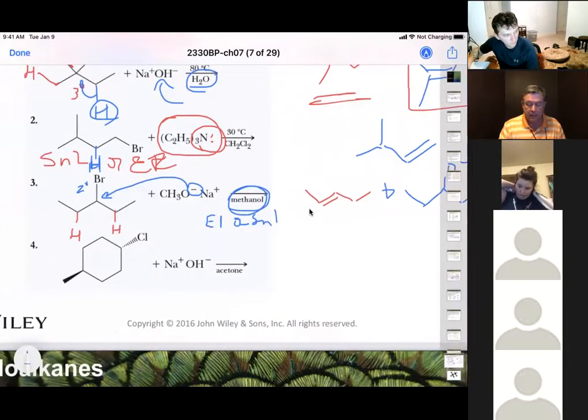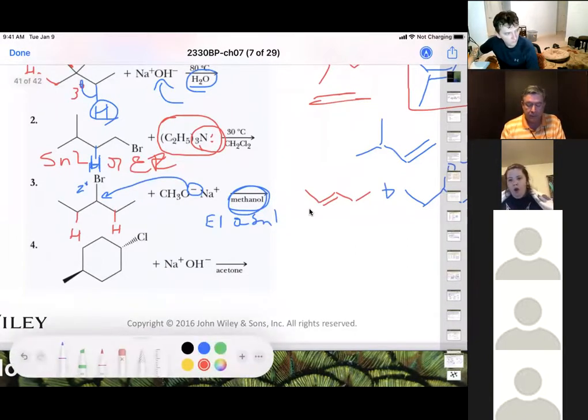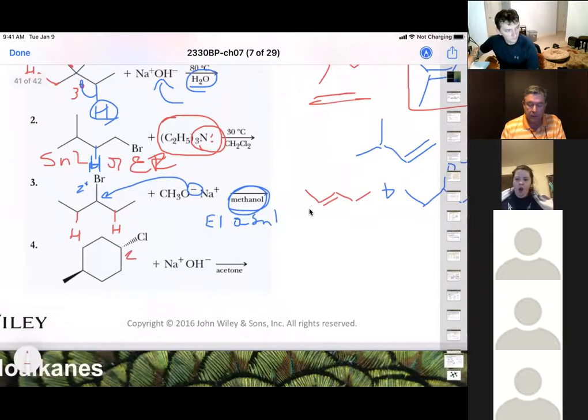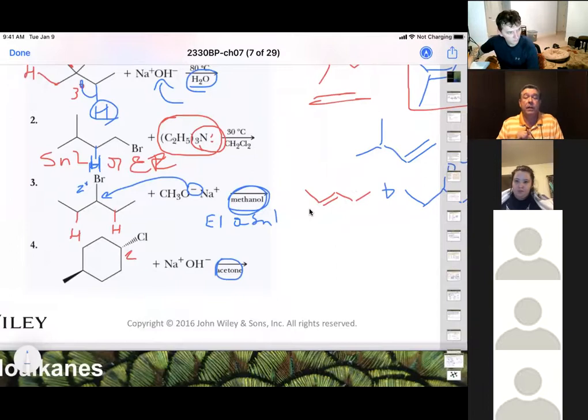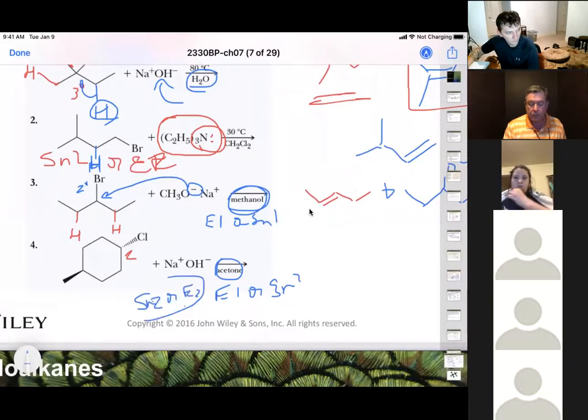And the last one, let's see, we have a secondary right here. This is a secondary. Ooh, we have acetone. That is not a protic solvent. So we're not going to go E1 or SN1, which means we're going to go SN2 or E2. So let's figure out what the products would be for that SN2 first.